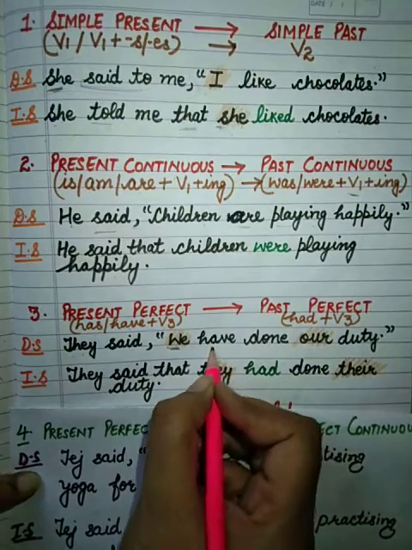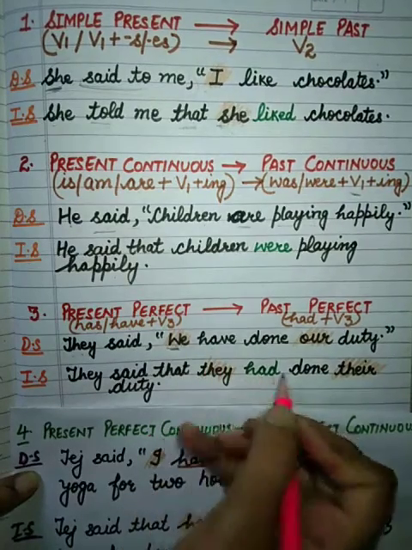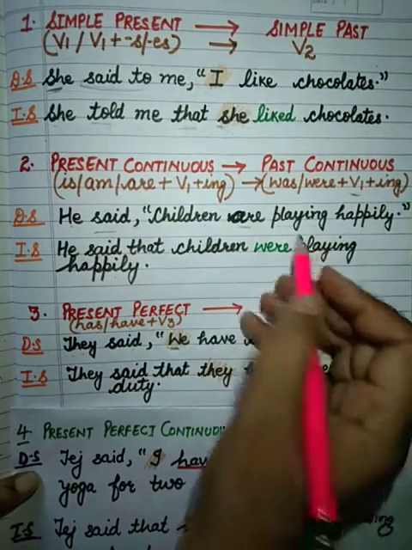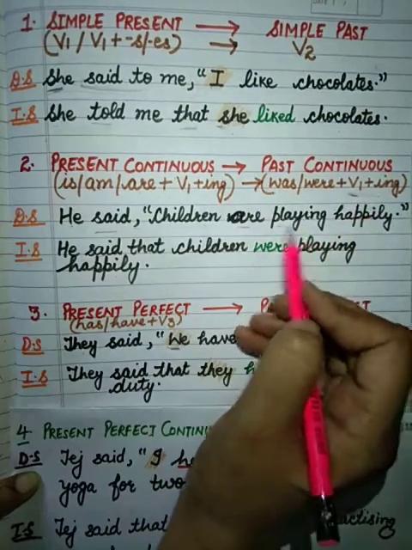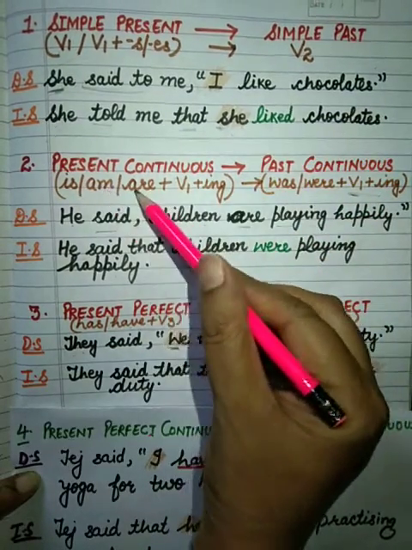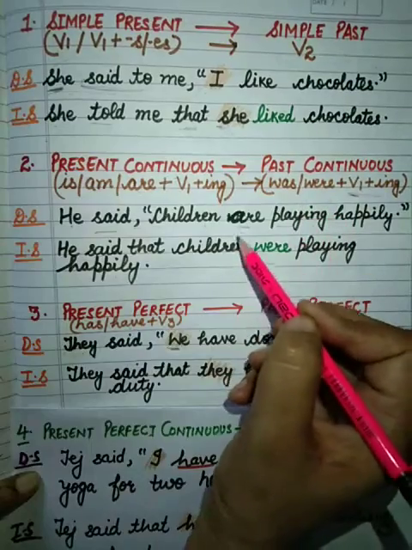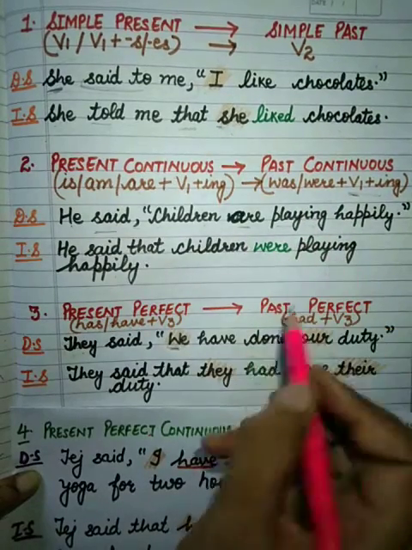They have will change into had. You don't need to change the verbs. See here also, first form plus ing we have not changed. We have only changed is, am, are to was, were. Okay, are changes to were.